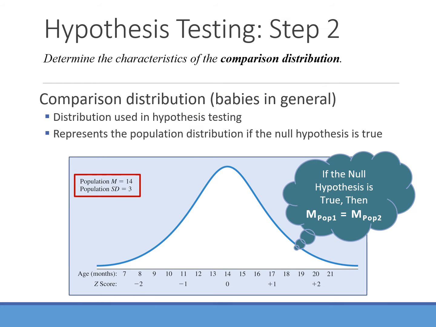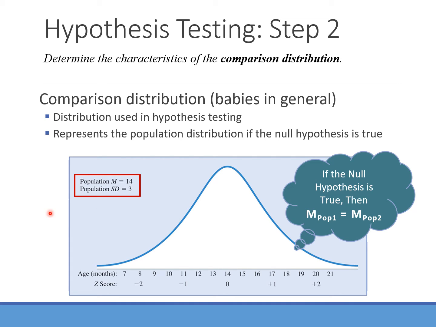Okay, step 2, determine the characteristics of the comparison distribution. Now the comparison distribution is the general population, babies in general. For this fictional study, our researchers have been studying babies in general for 2 years. They've been collecting data about babies, and they know that in general, babies start to walk on the average at 14 months old.